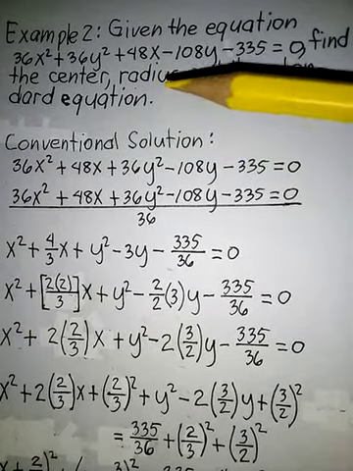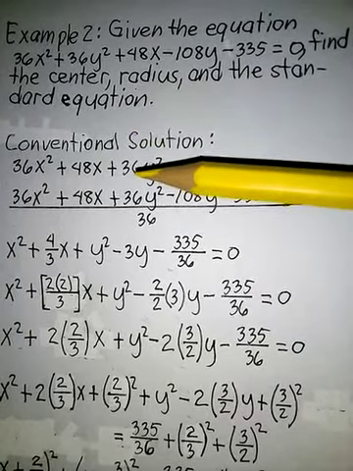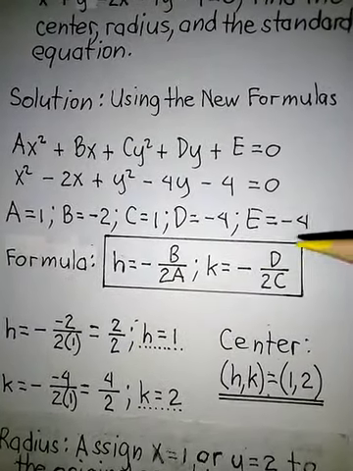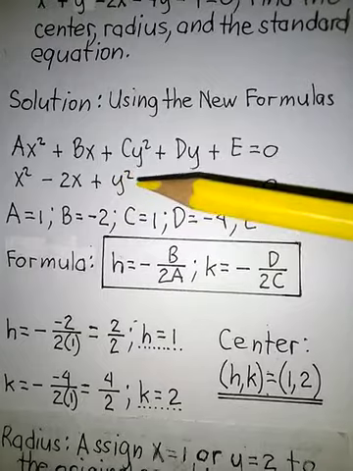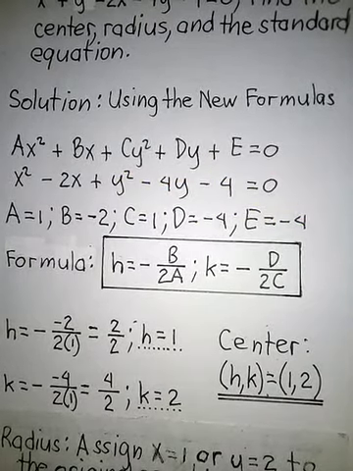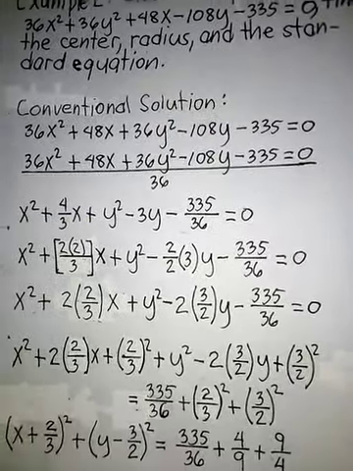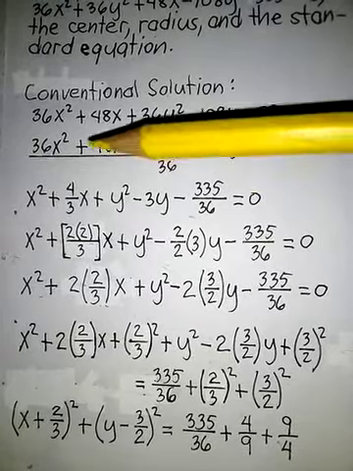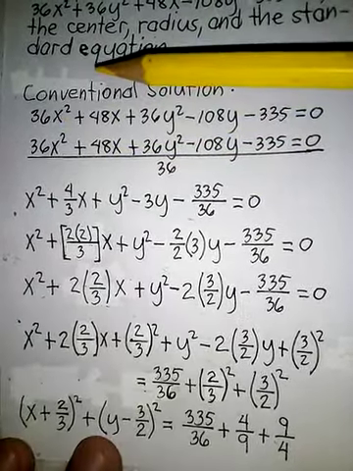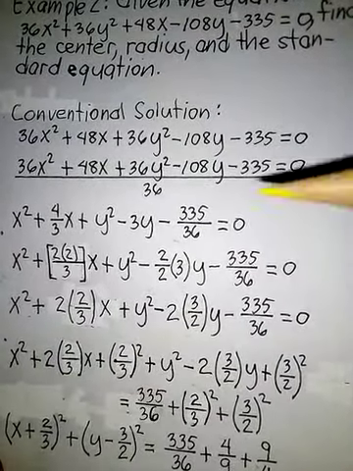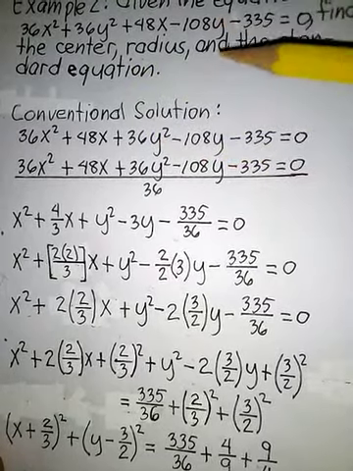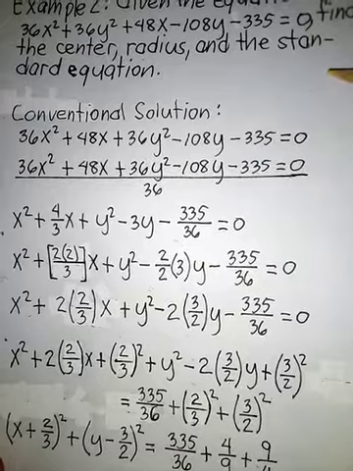Okay. So first we must arrange this equation into the form of our revised equation, which is this one. Ax squared plus bx plus cy squared plus dy plus e is equal to 0. Using now that revised equation, we will arrange this one. We have 36x squared plus 48x plus 36y squared minus 108y minus 335 is equal to 0.